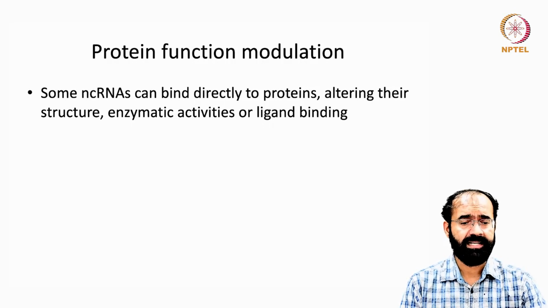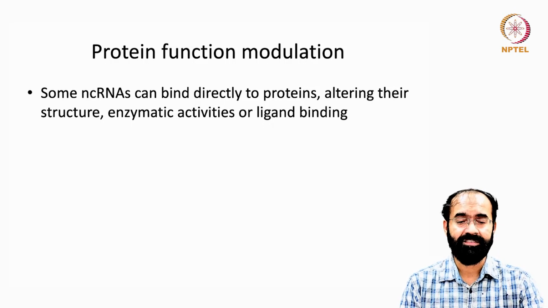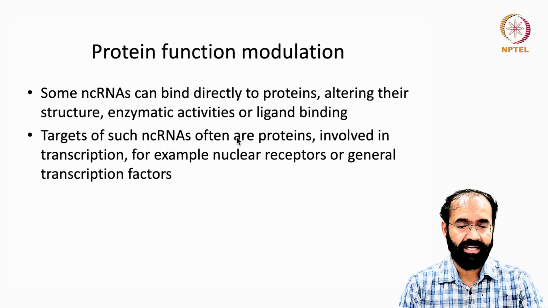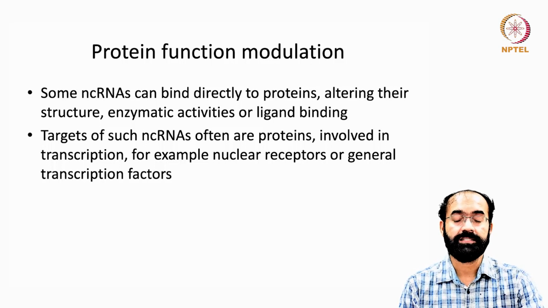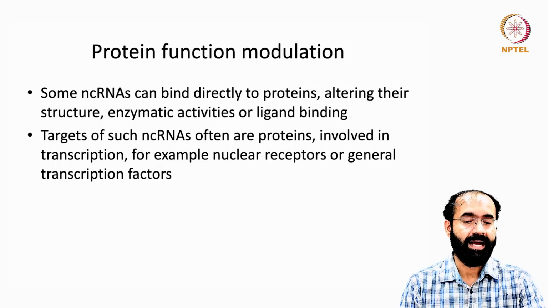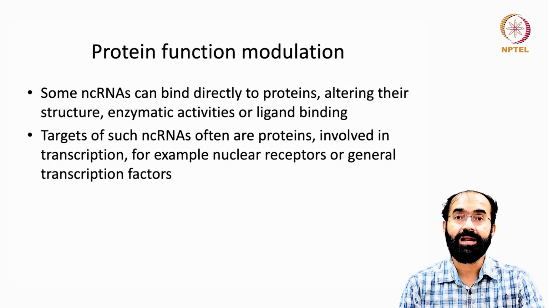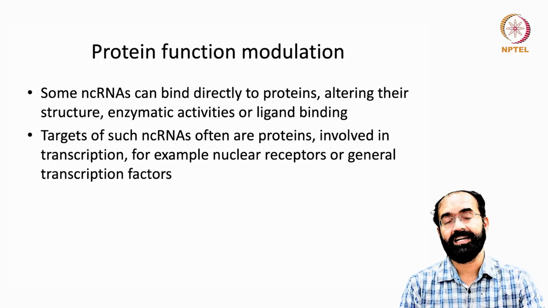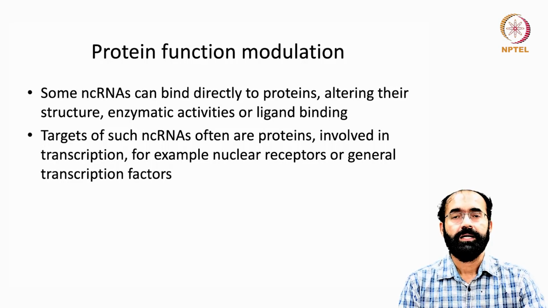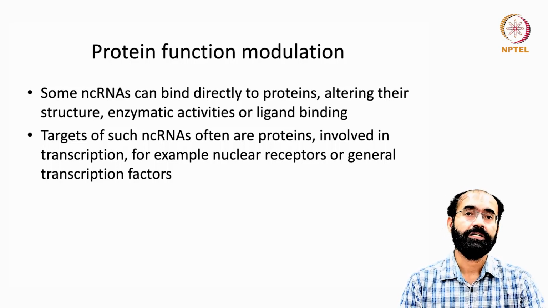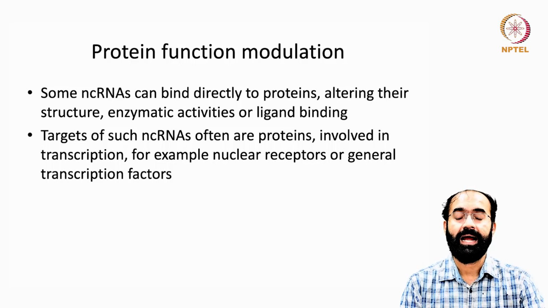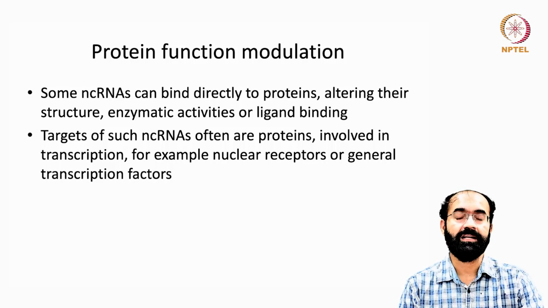So it alters their structure, enzymatic activity, or even the ligand binding. Some targets of the non-coding RNAs are often proteins involved in transcription, for example the nuclear receptors or general transcription factors. So many non-coding RNAs target those proteins that are mainly doing the job of transcription, and it has an advantage because transcription is a general event.